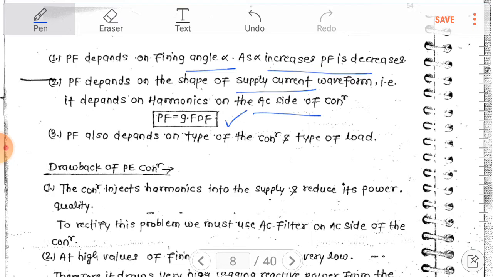Third, power factor also depends on the type of converter and type of load. So if the load is changing, as we will see in the next topic, when the load is changed from resistive to inductive load, will the power factor improve or degrade? We will see. And on the type of converter, that is 1 pulse, 2 pulse, 3 pulse converter, what will be the condition of power factor, we will see.